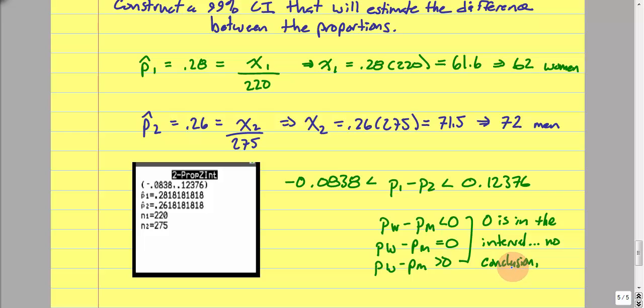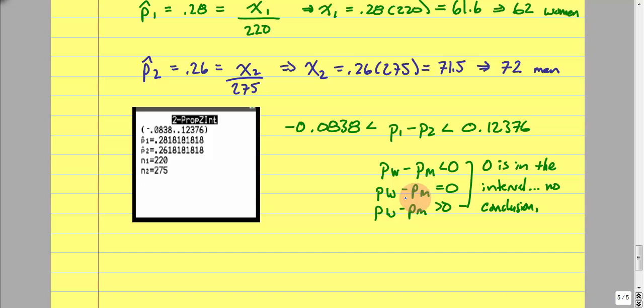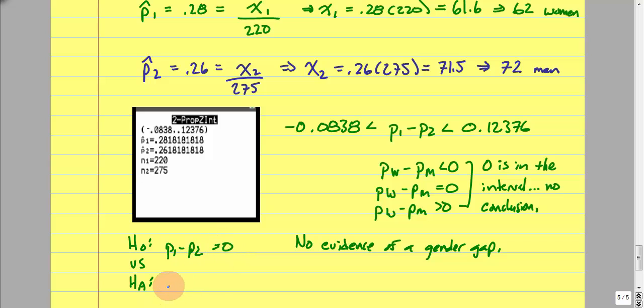So that goes back to the idea that they could be equal to 0. P1 minus P2, women minus men, could be equal to 0. So there's really no conclusion that we can draw here. So there's no evidence of a gender gap. Now, the hypothesis that's actually being tested here is P1 minus P2 equals 0 versus P1 minus P2 does not equal 0. So because 0 is in the interval, basically we'd fail to reject H0. If we fail to reject H0, that's basically saying there's no evidence that there is a true difference. So there's no evidence of a gender gap here.